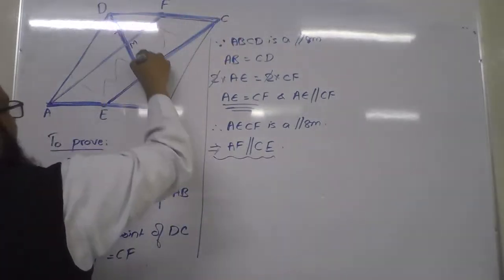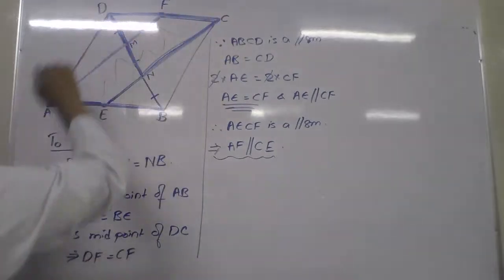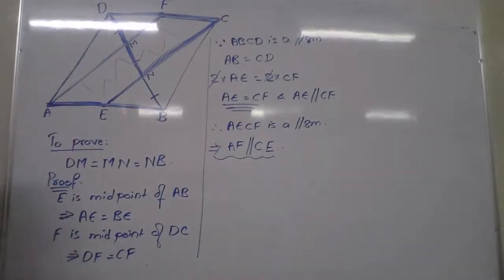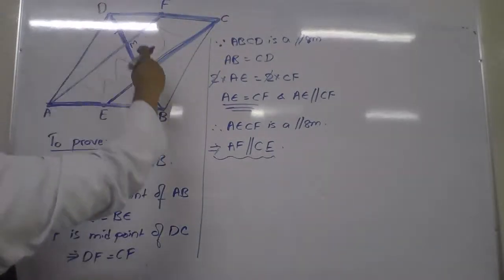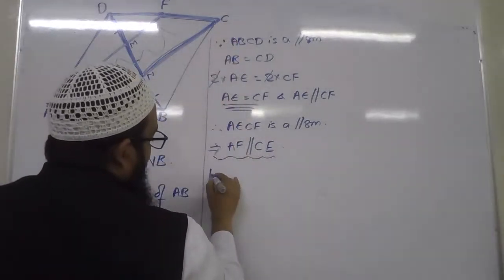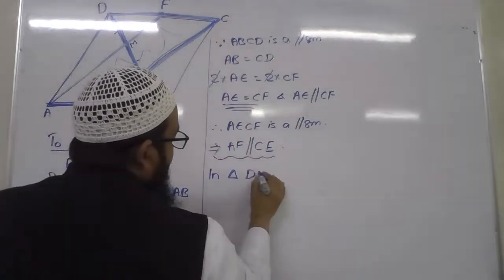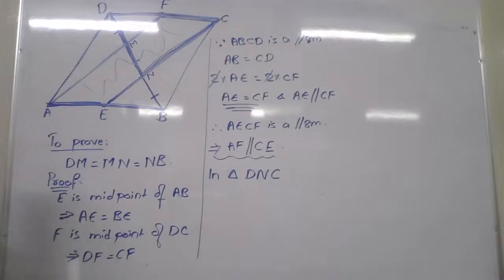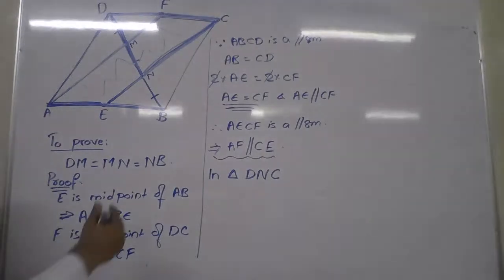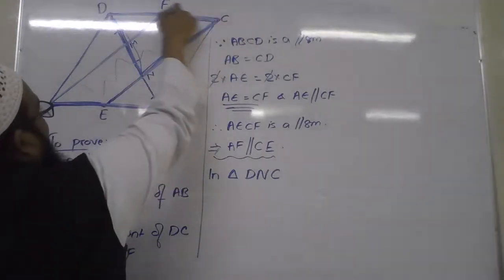What is this, a triangle, my dear? I forgot my color pen, otherwise I would have separated it. So now in triangle DNC, what is there in DN and C?